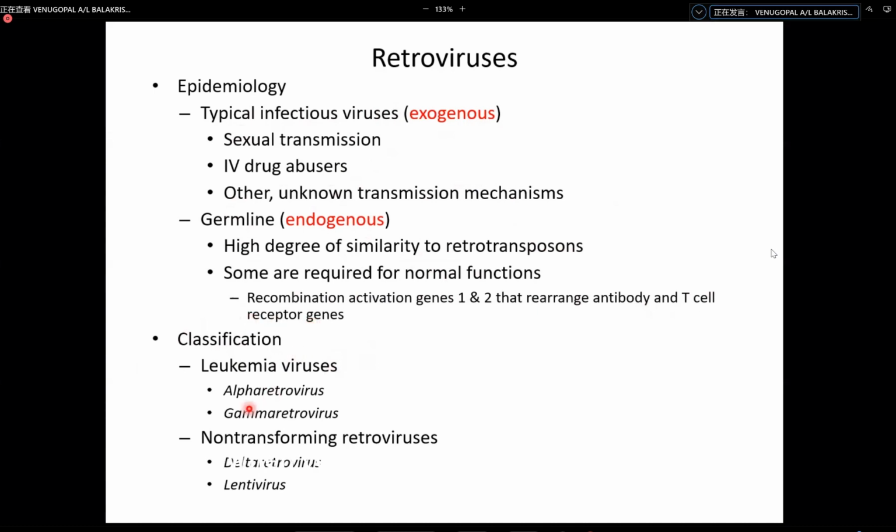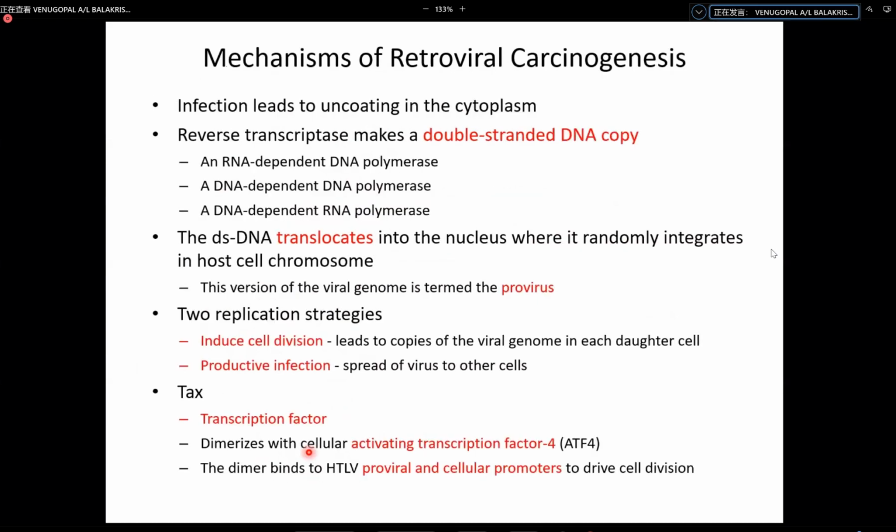So when you look at classification here, what are the types of retroviruses? The leukemia viruses and non-transforming retroviruses. So what are the mechanisms of retrovirus carcinogenesis? The infection leads to uncoating in the cytoplasm. So reverse transcriptase makes a double-stranded copy of RNA, being an RNA-dependent DNA polymerase, a DNA-dependent DNA polymerase, and a DNA-dependent RNA polymerase, whichever the virus wants.